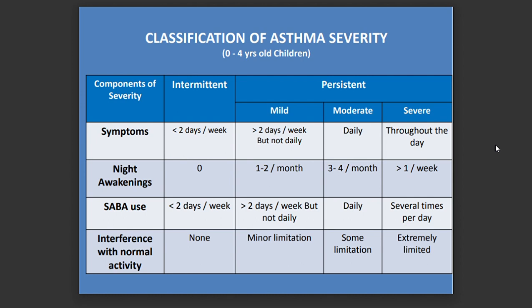SABA use, less than 2 days a week, it's intermittent. More than 2 days a week, but not daily, it is mild. Daily is moderate, and several times per day is severe. Interference with your normal activities, none, it's intermittent. Minor limitations, mild. Some limitation, moderate. And if you are extremely limited in your normal daily activities, it is severe.